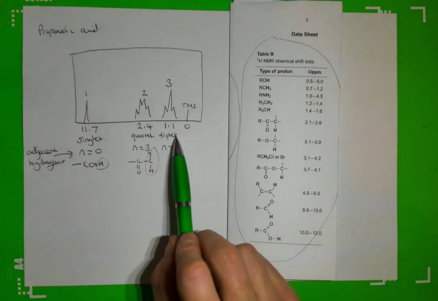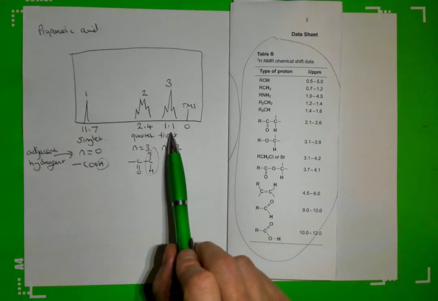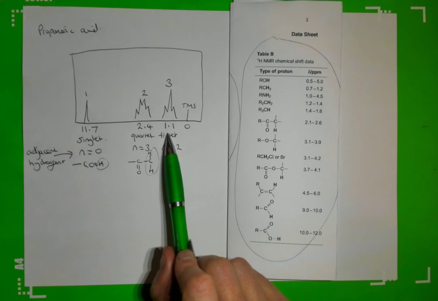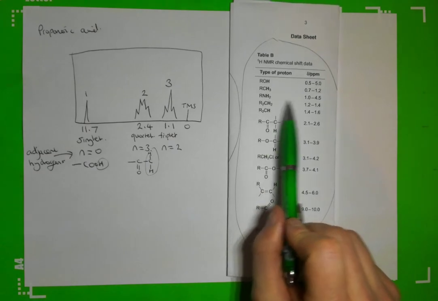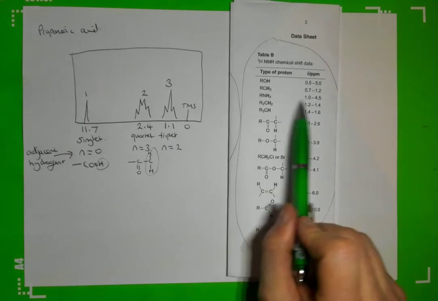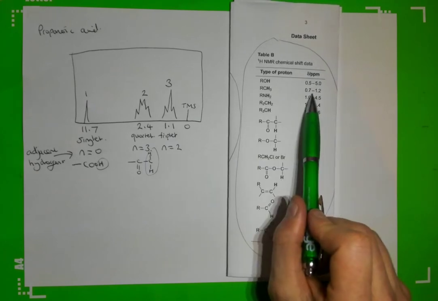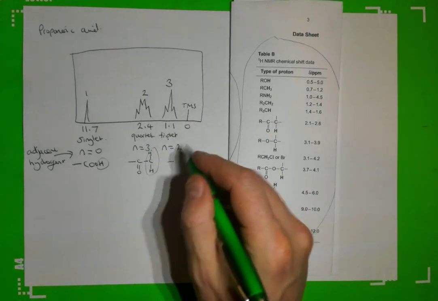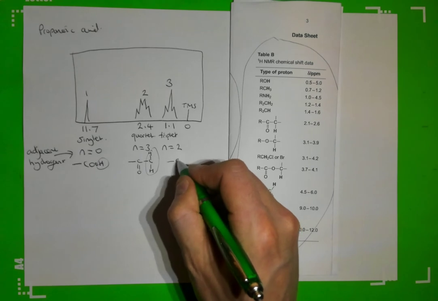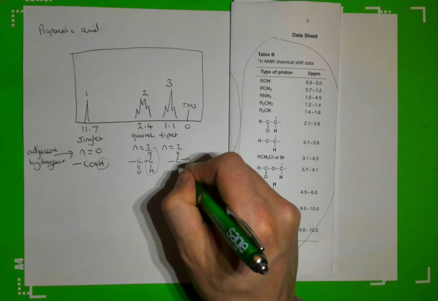Now we've got the triplet here with integration ratio of 3. So this is at 1.1. Now if you've got a peak at 1.1, it's either going to be an amine, it's unlikely it's going to be that. In this case, it's going to be this RCH3 group. So our integration ratio is 3. So I'm not just going to write down C with 1 hydrogen. It's going to have 3 hydrogens coming off it like this.